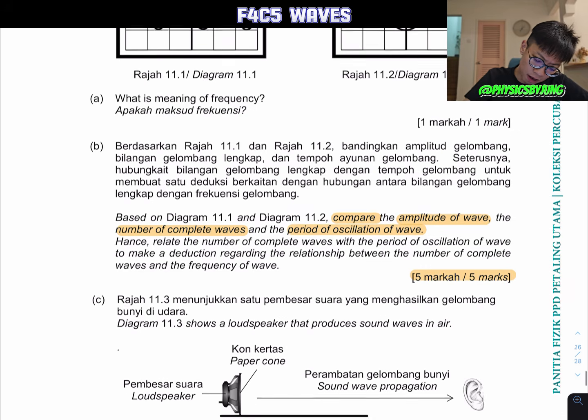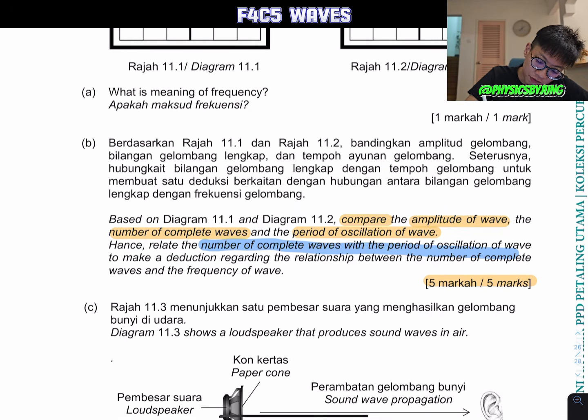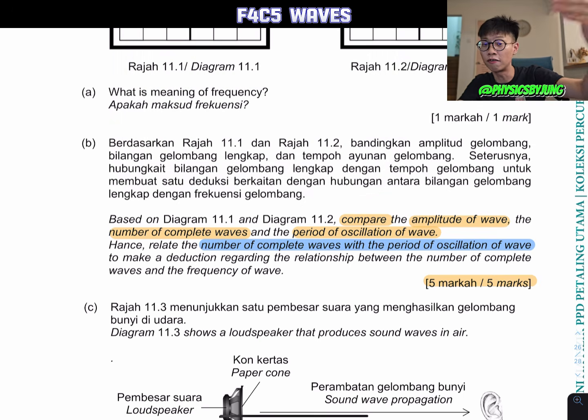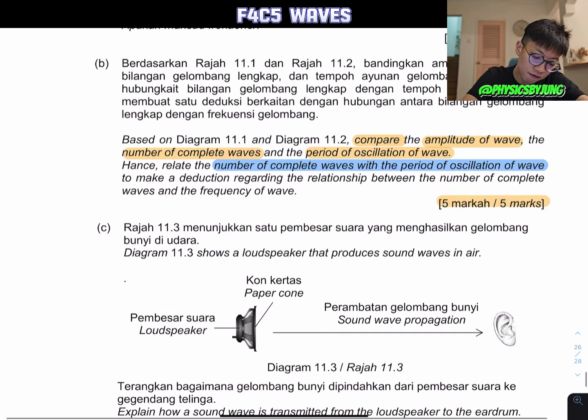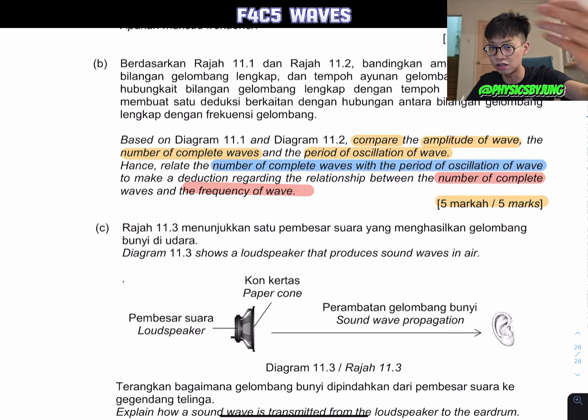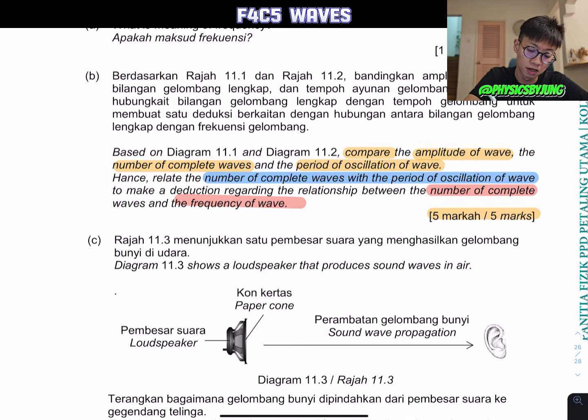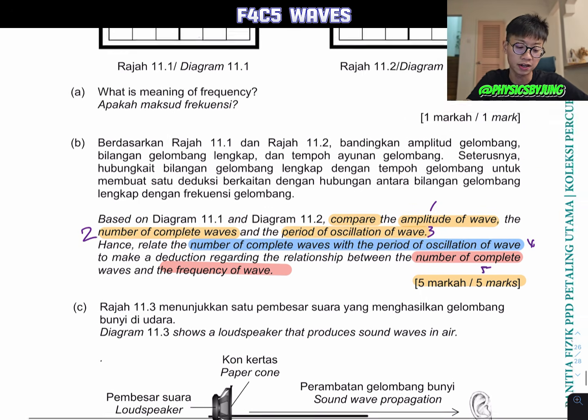Then after that, the number of complete waves with the period of oscillation. So the higher the number of complete waves, the lesser the period of oscillation, because more waves means shorter time. And then after that, your number of complete oscillations with the frequency of the wave. So the higher the frequency of the wave, the higher the number of complete oscillations, because frequency is your number of waves. That's it, guys. So these 5 marks, you'll be able to do it. It's 1, 2, 3, blue color 4, red color 5. Very simple.